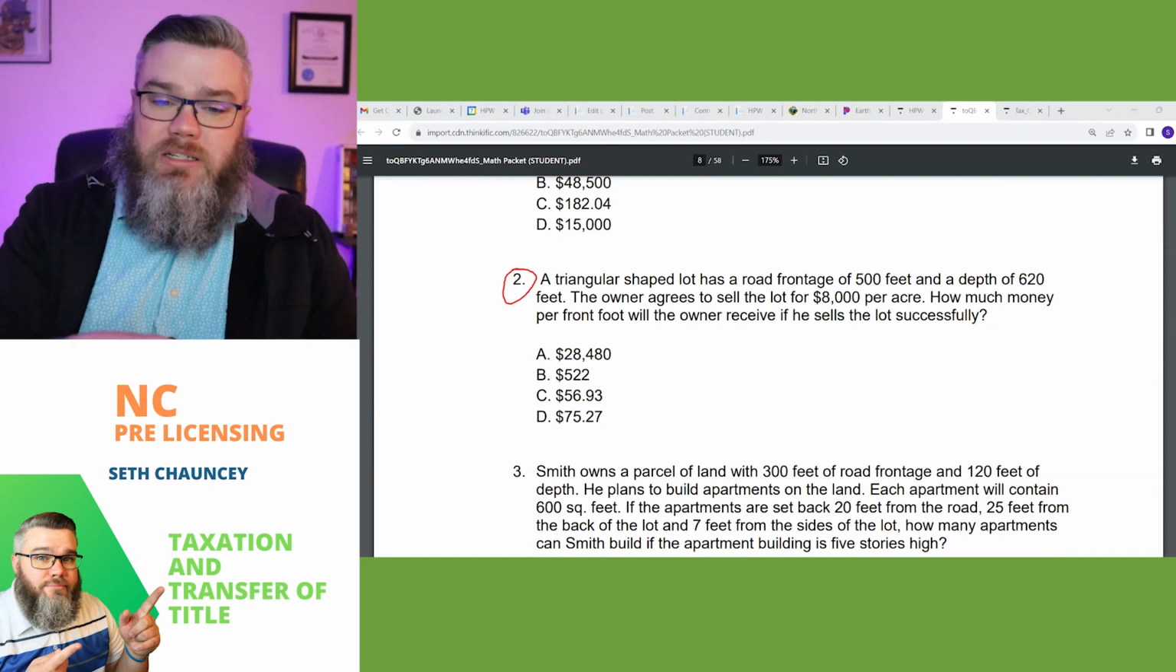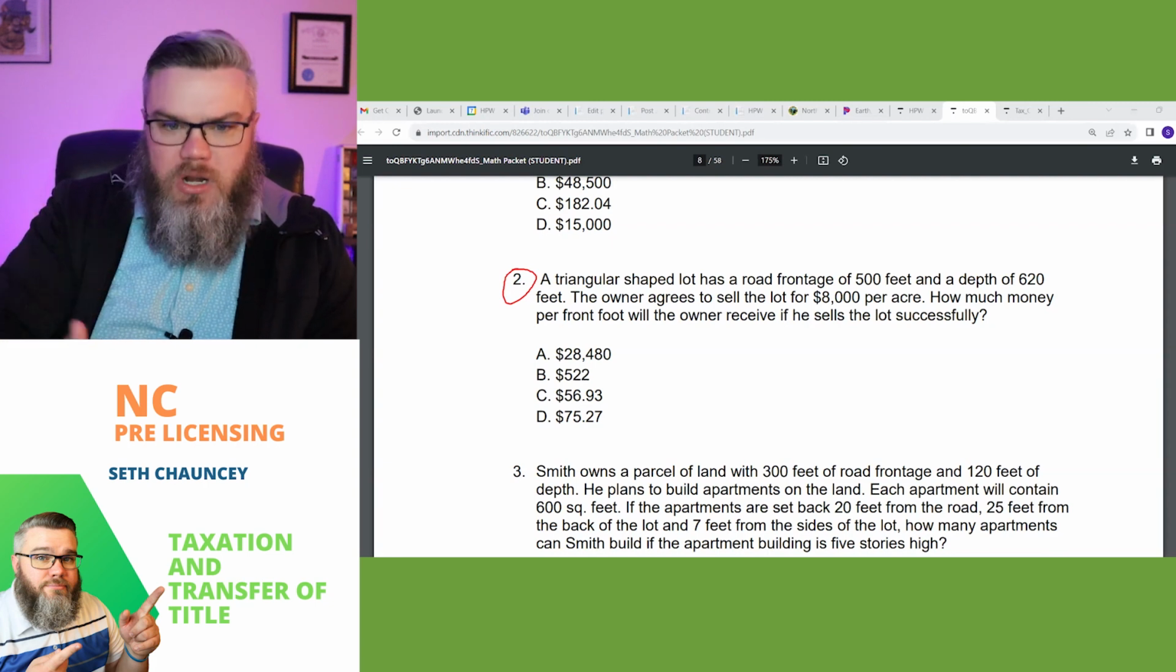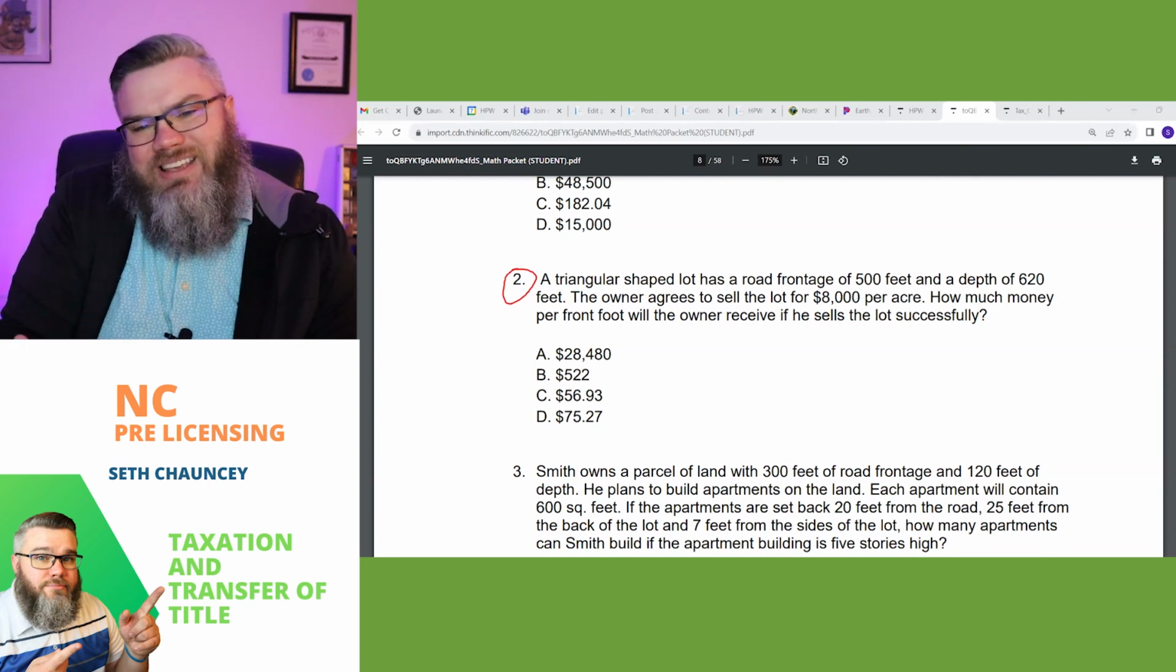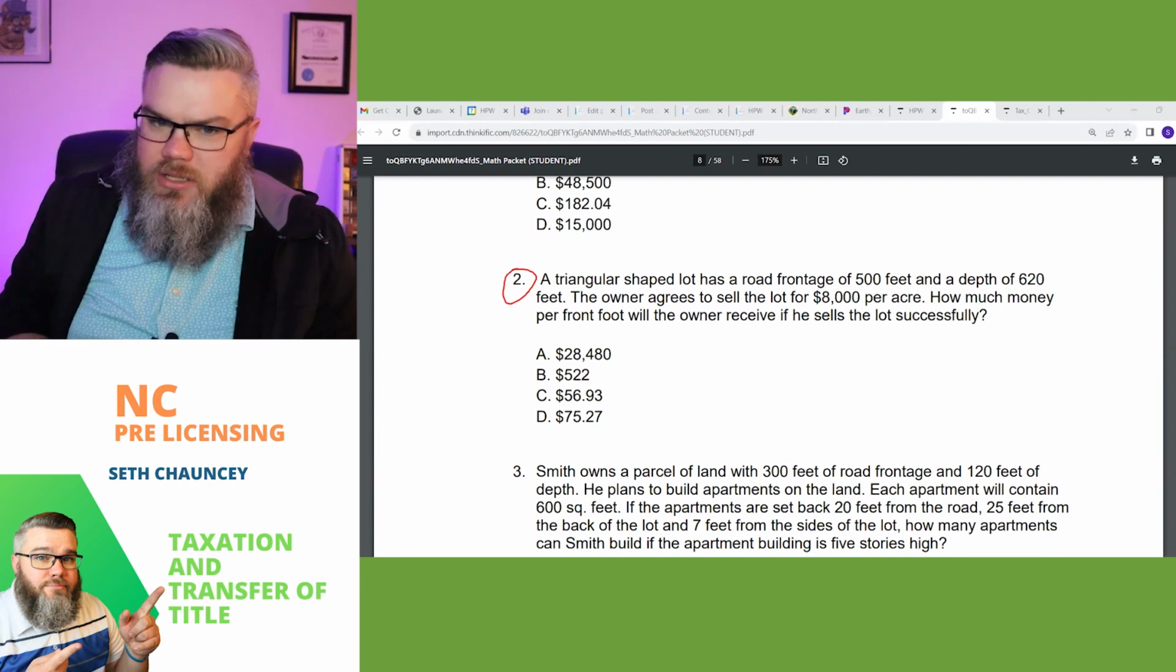So it takes practice, folks. Some of you are just naturally math people. Some of you are not. And that's okay. But you've got to practice it to get better at it, okay? So there's a little bit of tough love.